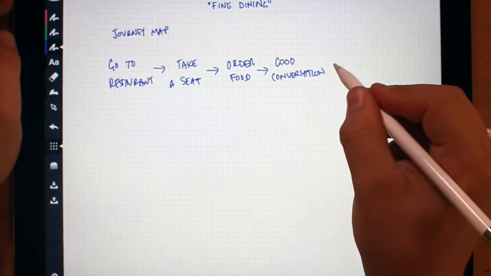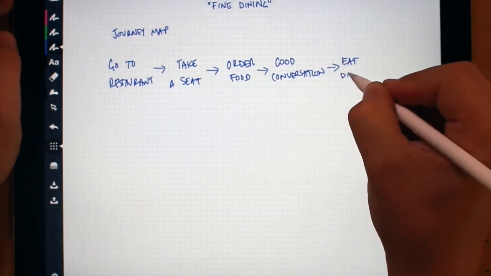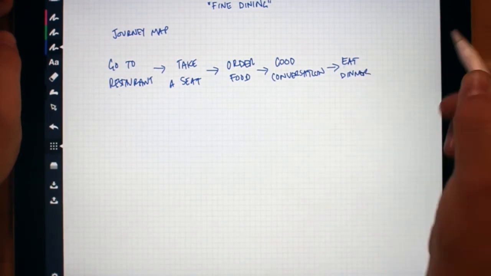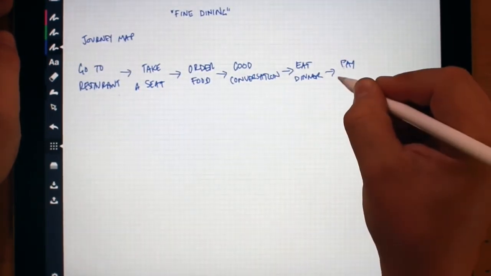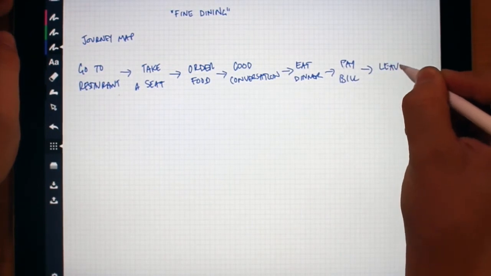Maybe between ordering food and getting your food, you're going to have a good conversation. When the food comes, you're going to eat dinner. Eventually, you'll have to pay the bill. And once you've done that, you can leave.